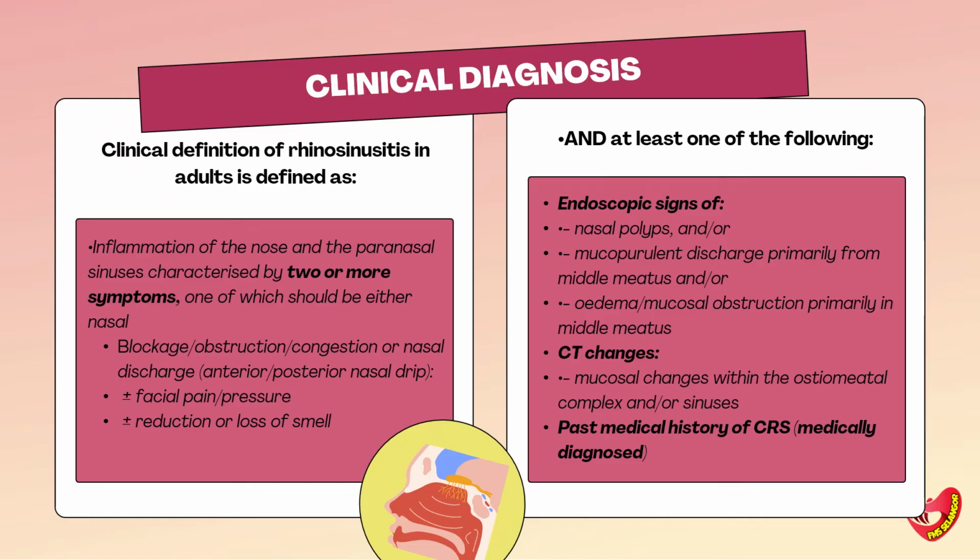Clinical diagnosis of rhinosinusitis in adults involves inflammation of the nose and paranasal sinuses with at least two symptoms. One of them must be nasal blockage, congestion, or discharge. Additional symptoms include facial pain or pressure and loss of smell. Diagnosis is supported by findings such as nasal polyps, mucopurulent discharge, or edema in the middle meatus on endoscopy, or mucosal changes by CT imaging. A history of chronic rhinosinusitis should also be considered.